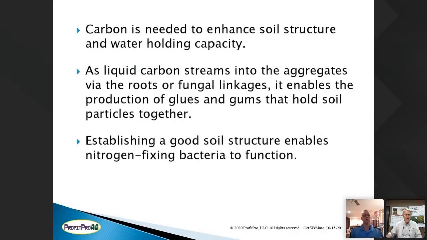So carbon is needed to enhance soil structure and water holding capacity. Now, the fact is, carbon holds 5 times or more its weight in moisture.